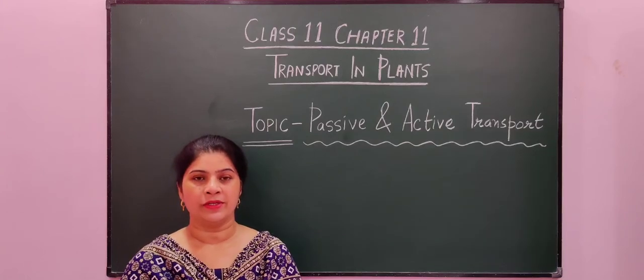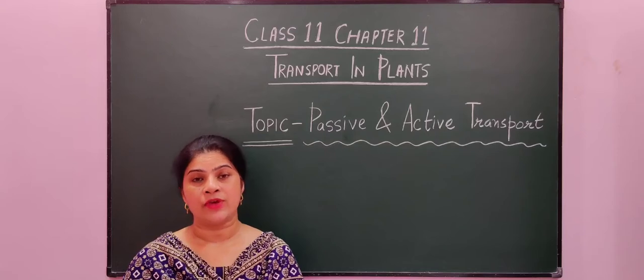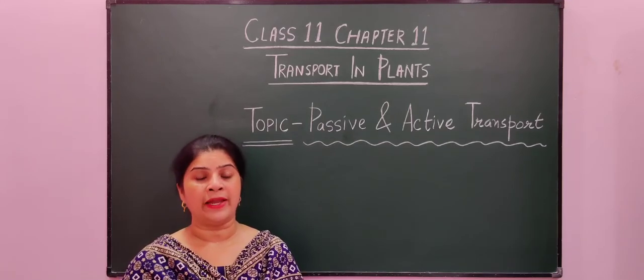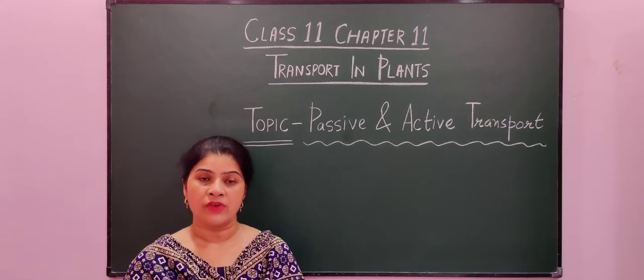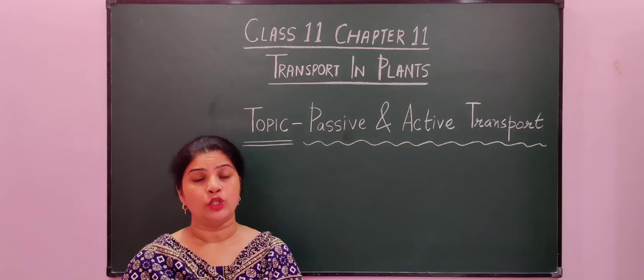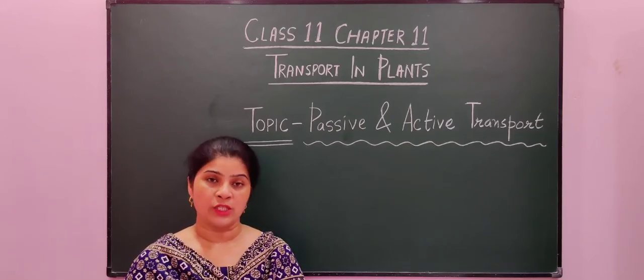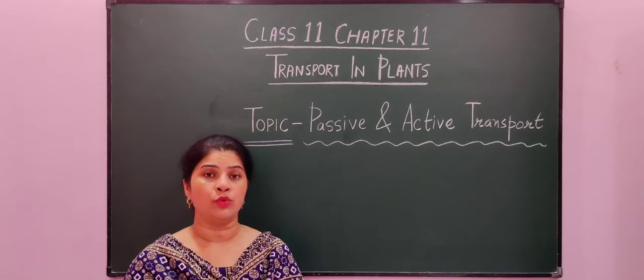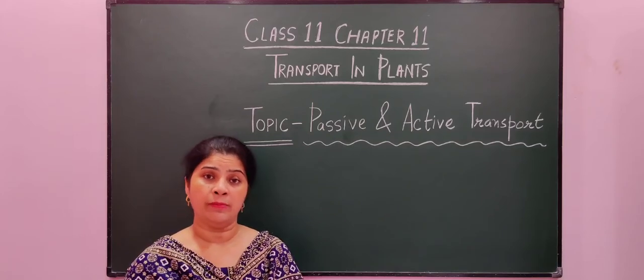Hello students, today we are going to start chapter 11, that is transport in plants. Dear students, we all know that animals have a well-developed circulatory system for the transportation of materials. Do plants have a well-developed circulatory system for the transportation of materials? No. But still plants very well do the transportation of materials from one part to another part.